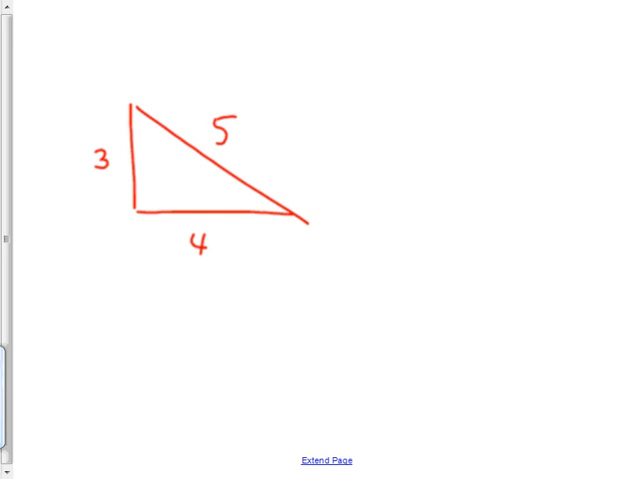Law of sines would not work because we don't have any side and angle combos. Like if I knew this was a 35-degree angle and I knew this is 3, then I could make it work with law of sines because I have a combo like this. But if you don't have that, what do you got to use? Law of cosines. But what? Okay.